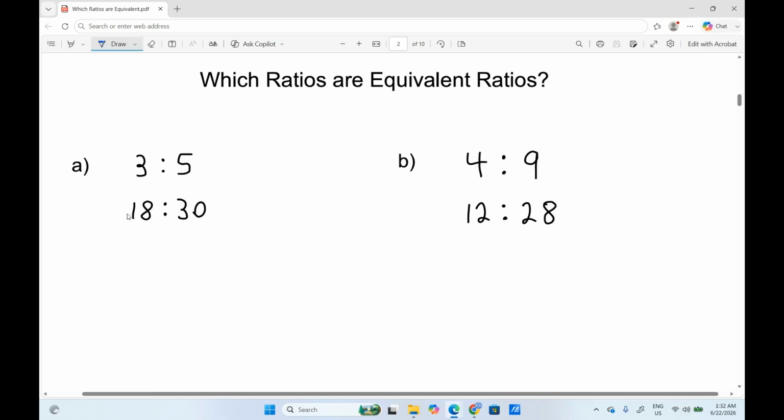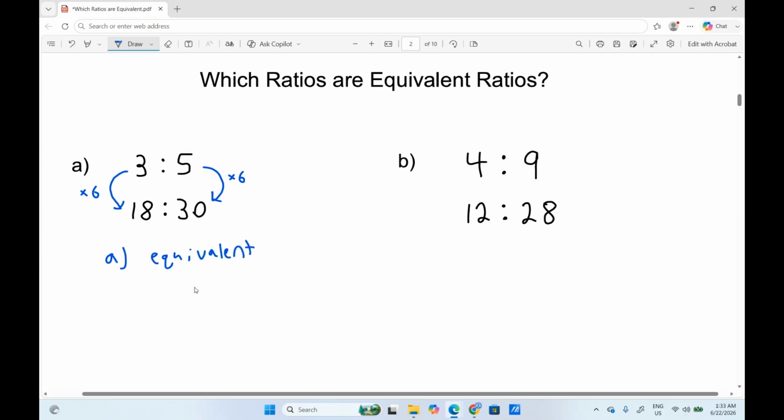If I had just these ratios here, what I'm going to do is this. On the left side, I'm going to ask myself, what can I multiply 3 by to get to 18? And the answer would be 6. 3 times 6 is 18. But what I do to the left side, I have to do to the right side. So 5 times 6 is also going to be 30. And because I can multiply both the left side and the right side by the same number, these are equivalent ratios. So I can say these are equivalent ratios.